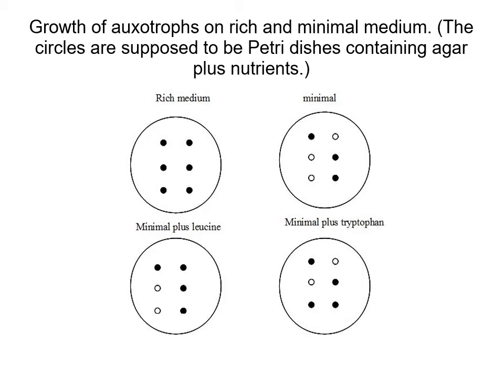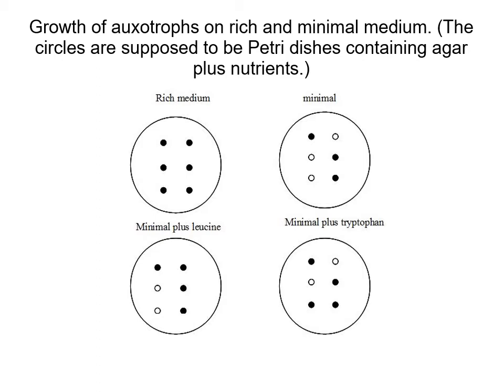So we can figure out some of what that is by placing the same cells on a minimal medium plus leucine or plus tryptophan. If we take these same three auxotrophs, the little empty colonies, and place them on medium with leucine, we can see that the one on the upper right is now able to grow, whereas the other two are not. Similarly, we've got the minimal plus tryptophan. The one on the lower left is now able to grow, whereas the other ones are not. So this tells us some important things about the genetics of those particular strains. So hold on to this idea.